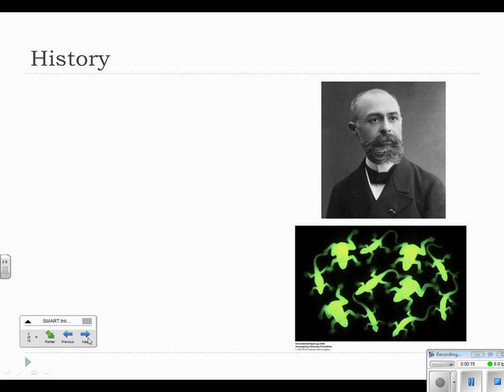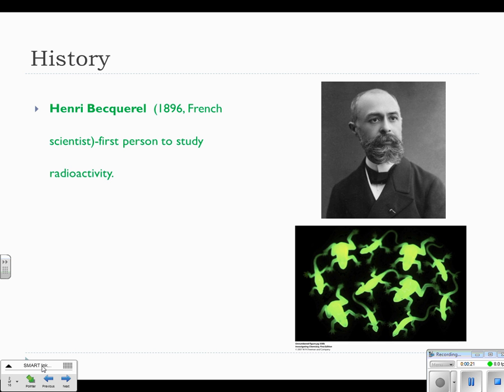So radioactivity was discovered by a man named Henri Becquerel. You'll notice this text is in green. In this PowerPoint, everything in green is what you need to write down in your notes packet. Anything in black you do not need to record.